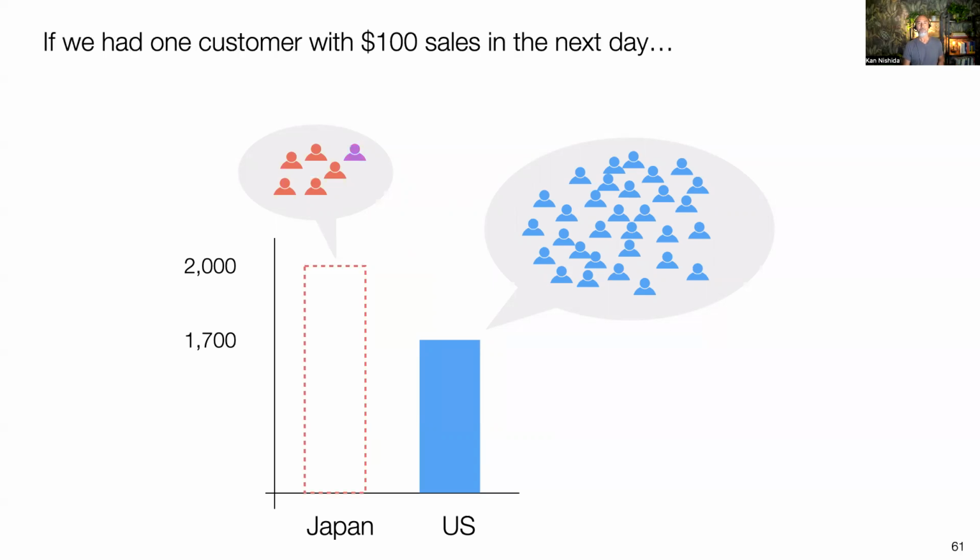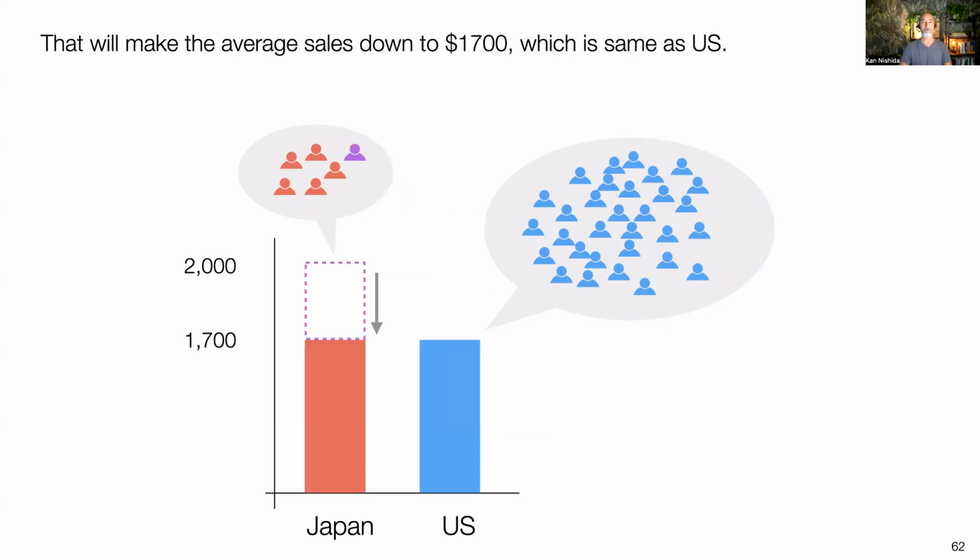So what happens if Japan had 1 more customer with $100 in sales the next day? That will impact the average sales of Japan dramatically, because you have only 5 people and you added 1 person, and that 1 person has a huge impact on the calculation of the average. So if it becomes 1,700, then there's not much difference between Japan and US. In that case, it would be foolish to pay attention to this difference and take action, like making a phone call to Japan.